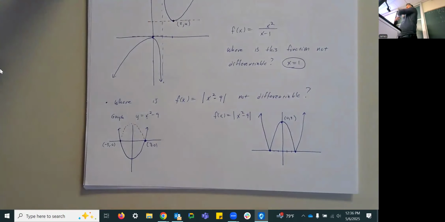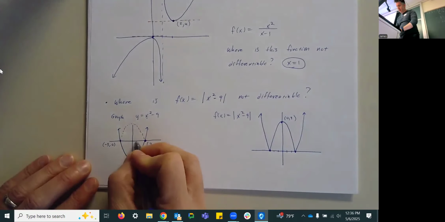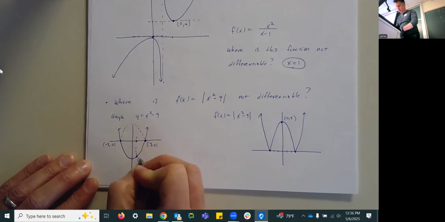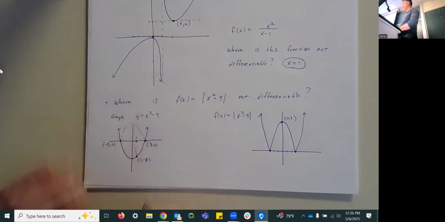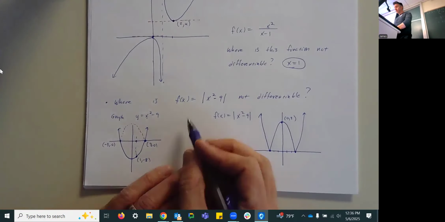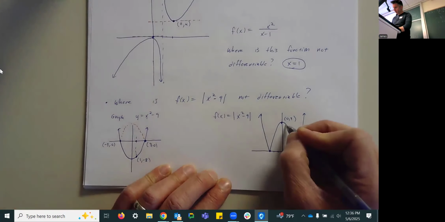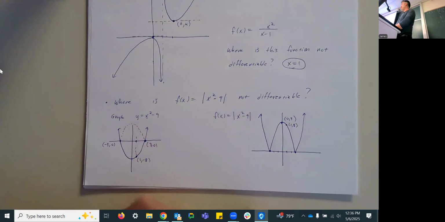Right? All of the negative y values had to become the corresponding positive y values. So just to say a little bit more, for example, if I plug in 1 here, I get a coordinate of 1 comma negative 8, because 1 squared minus 9 is 1 minus 9, which is negative 8. But over here for this graph, if I plug in 1, I get the coordinate 1 comma positive 8 because I'm getting the absolute value.